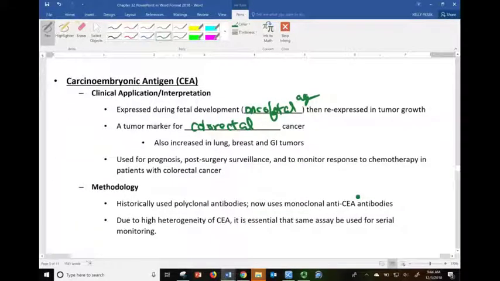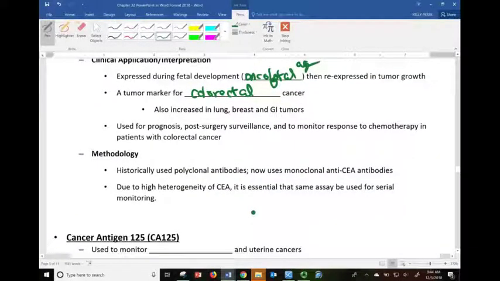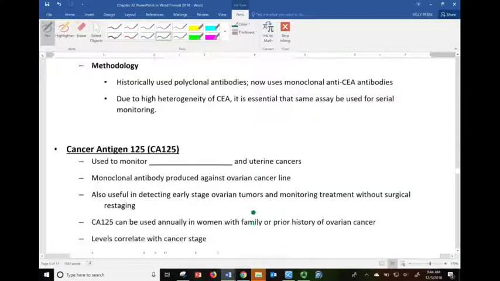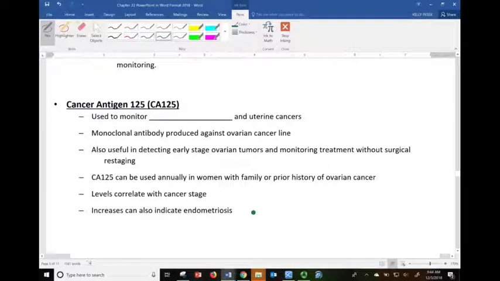So methodologies with CEA, historically we used polyclonal antibodies, and now it's monoclonal anti-CEA antibody. And it's essential that the same assay be used for serial monitoring in these patients with colorectal cancer. CA-125 is used to monitor ovarian and uterine cancers.